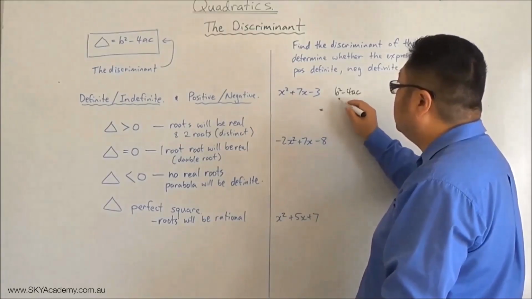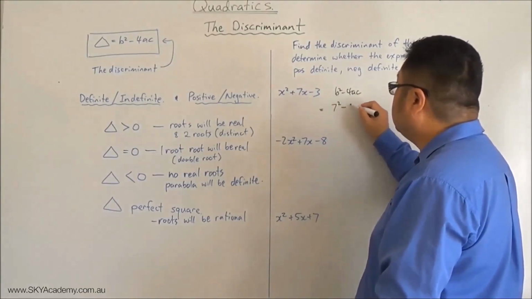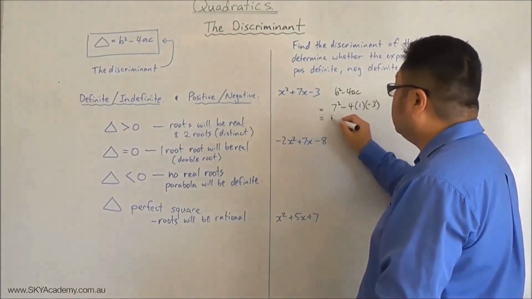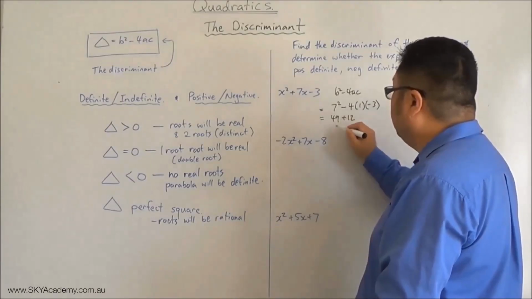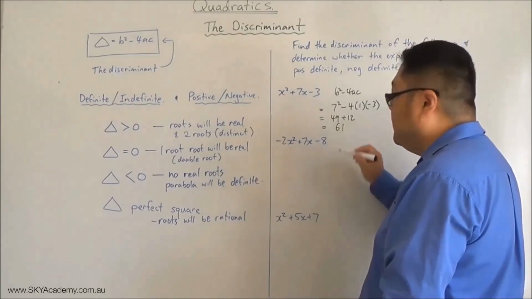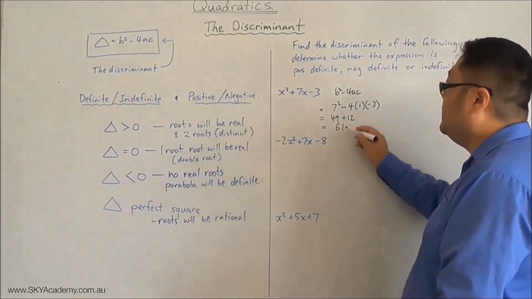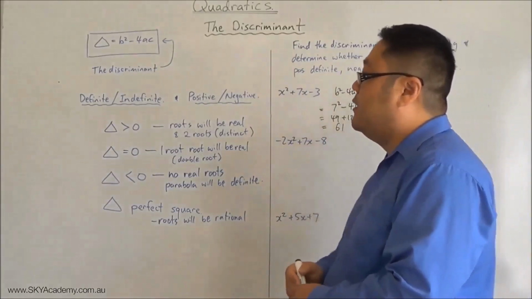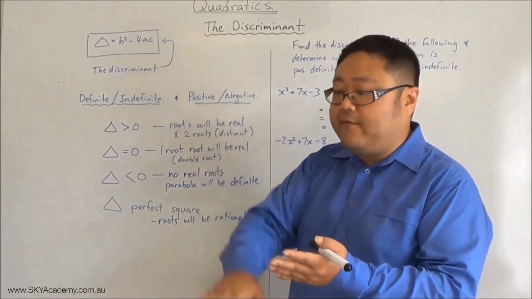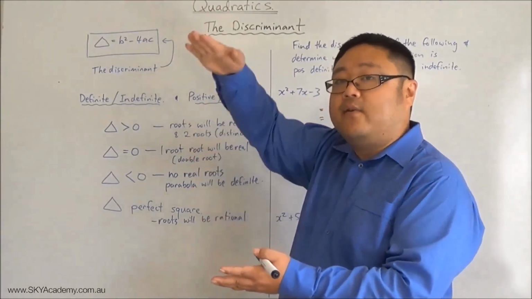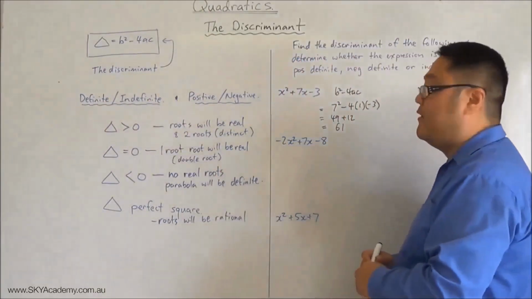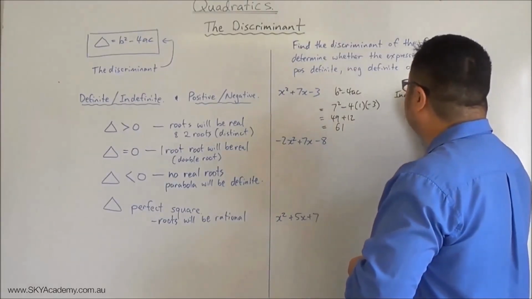is equal to 7 squared minus 4 times 1 times negative 3, which is 49 plus 12, which is 61, which means that the discriminant is positive. It's greater than 0. You have two distinct roots, which means part of your graph will be below the x-axis, part of it will be above. Therefore, it's not definitely above or below, it's indefinite. And that's the answer for that one.